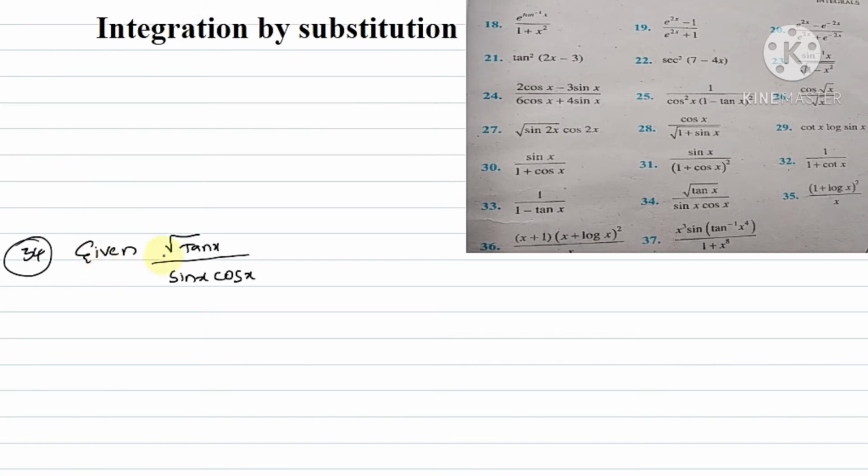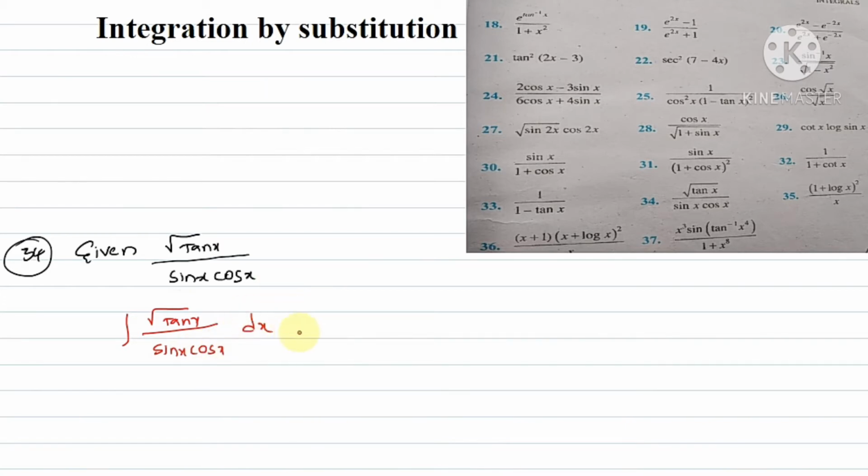Okay, next question is the 34th question. He has given it like this. Now we are going to integrate. So the integral of root tan x upon sin x into cos x dx.